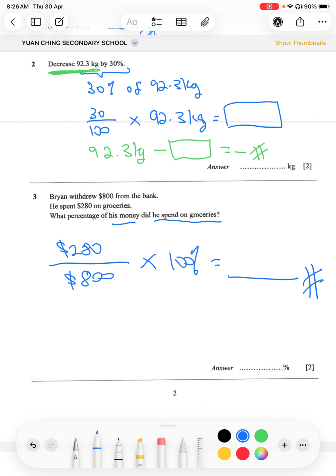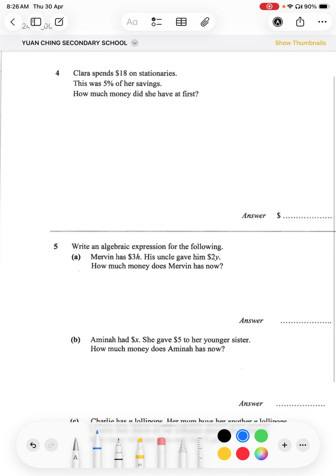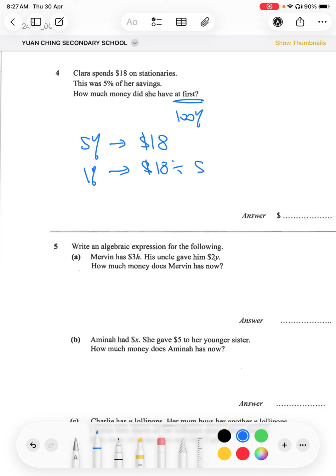Then next one. Question 4. Clara spent $18 on stationery. This was 5% of her savings. How much money did she have at first? At first is 100%. Which means 5% is $18. 1% is $18 divided by 5, $3.60. So 100% will be $3.60 times 100. Answer is 360.